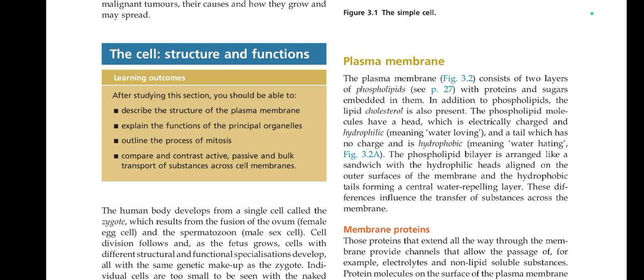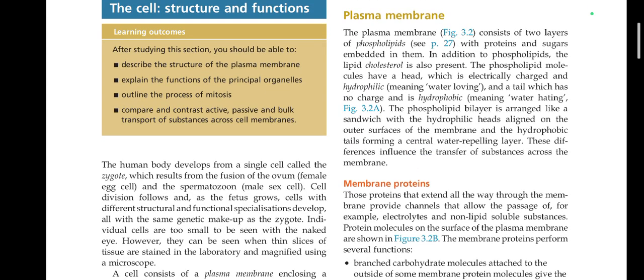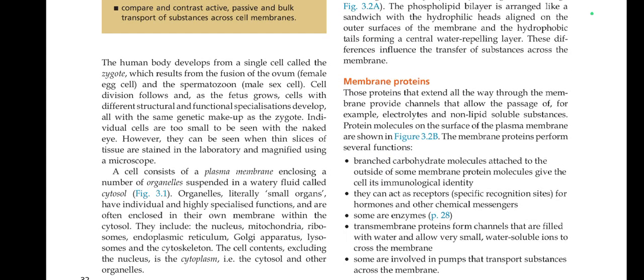So, what is basically a cell? The structure and function. The human body develops from a single cell called the zygote, which results from the fusion of the ovum, a female egg cell, and the spermatozoon, the male sex cell. Cell division follows, and as the fetus grows, cells with different structural and functional specialization develop. All have the same genetic makeup as the zygote. Individual cells are too small to be seen with the naked eye.